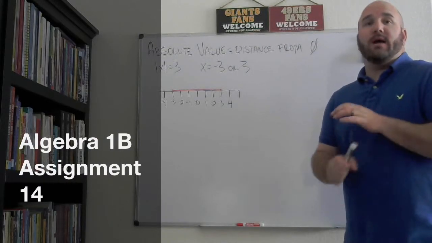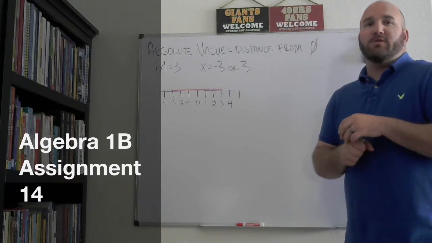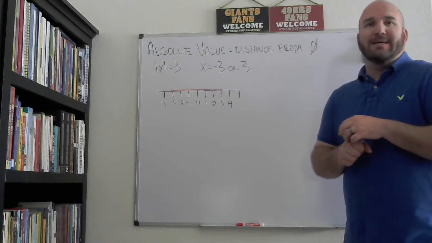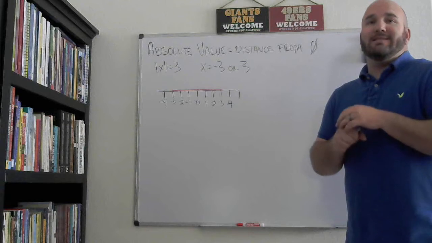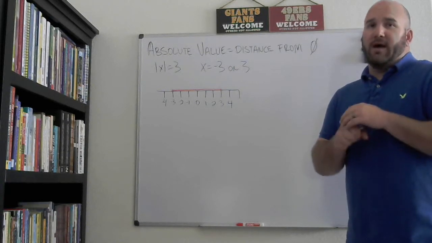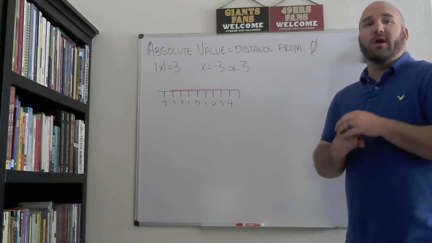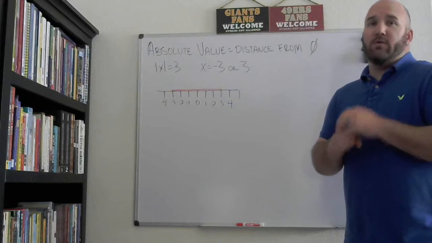This lesson focused on how to solve absolute value equations and absolute value inequalities. The first thing that we have to remember about absolute value is that absolute value is the distance away from zero on a number line. So what you have to remember is that there are two directions away from zero that we can go on a number line, positive or negative.